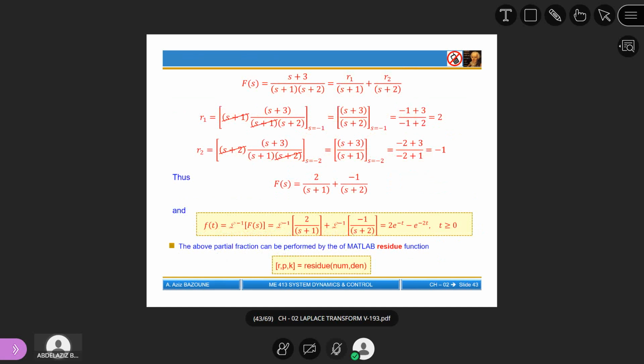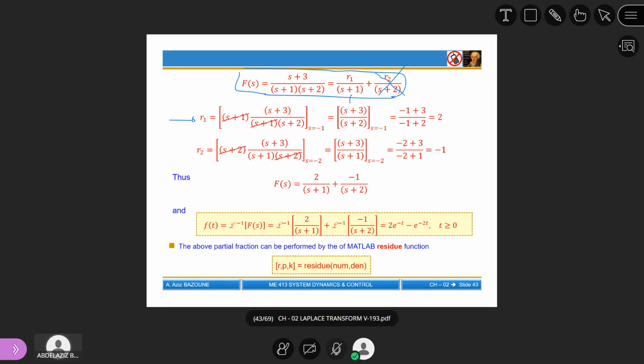Our expression is F of s equal to s plus 3 over s plus 1 times s plus 2, which is equal to R1 over s plus 1 plus R2 over s plus 2. Now, to find R1, forget about the other fraction and say: cross product, R1 times this amount is equal to s plus 1 times s plus 3, when s is equal to minus 1, because the pole here is minus 1.